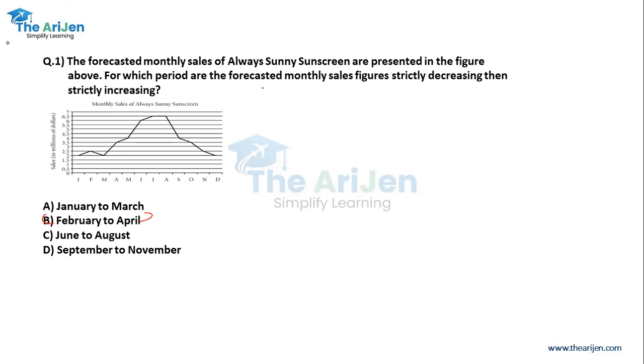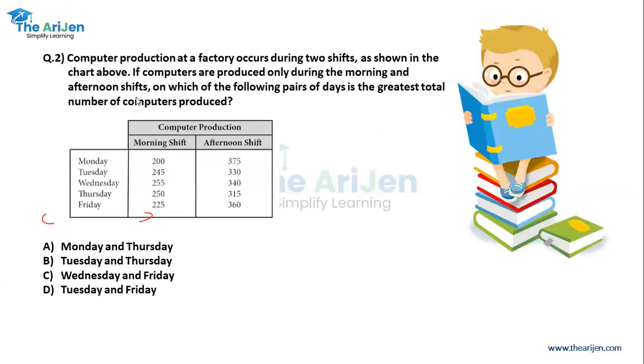Now we are moving to the next question, that computer production at a factory occurs during 2 shifts. As shown in the chart given, if computers are produced only during the morning and afternoon shifts, on which of the following pairs of days is the greatest total number of computers produced? So computer production is given in the morning shift and in the afternoon shift, Monday to Friday. Here are the numbers. What has been asked is which of the following pairs of days has the greatest total number of computers produced?